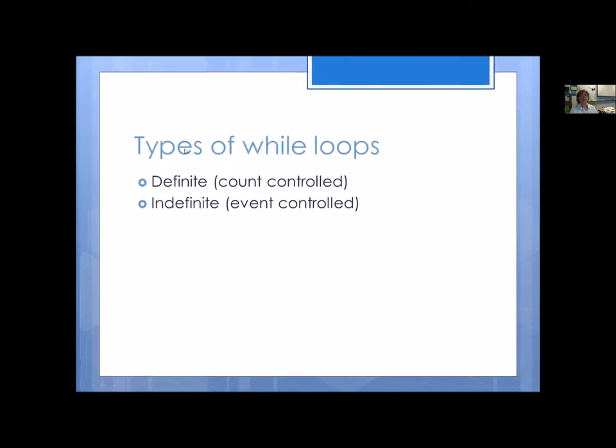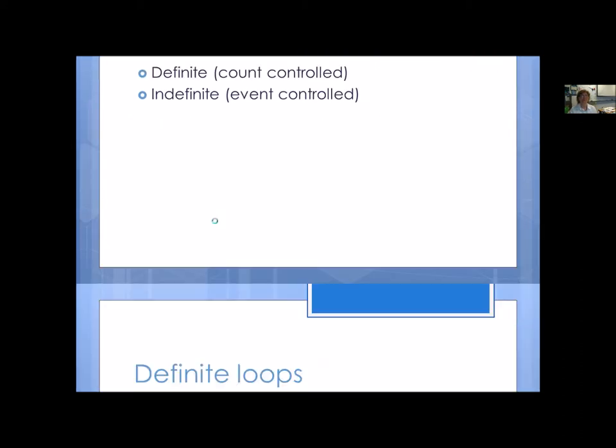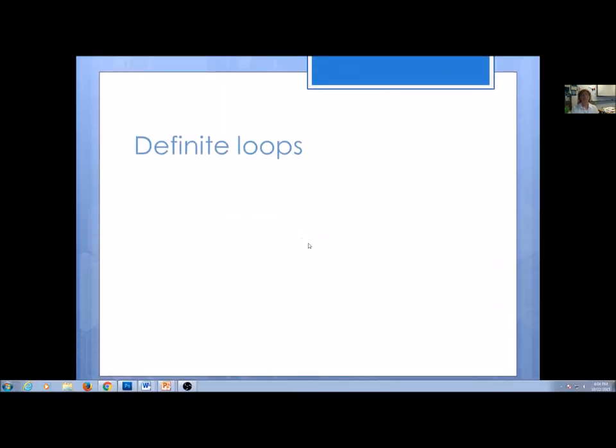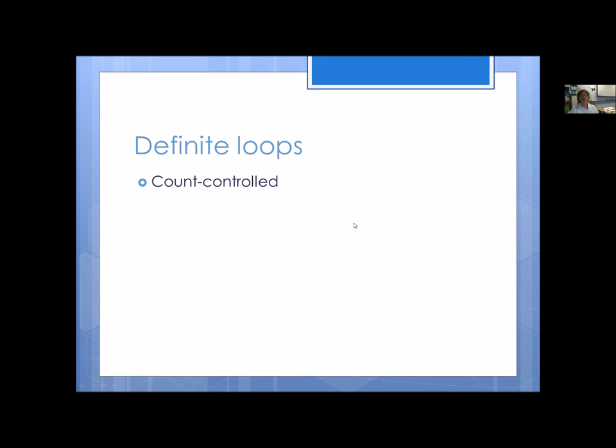Now, we're going to talk about two specific types of while loops. This was also in the reading. There's the definite or count-controlled loop, and there's an indefinite or event-controlled loop. Definite loops are the first ones we talked about. These are going to be our count-controlled loops.